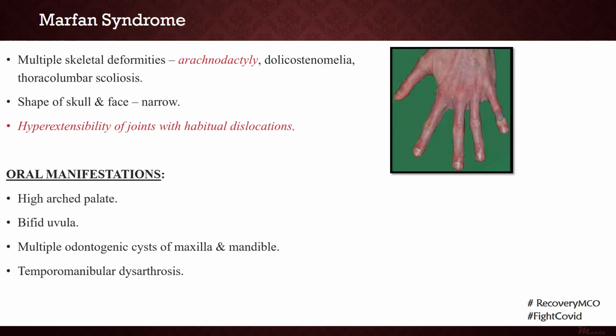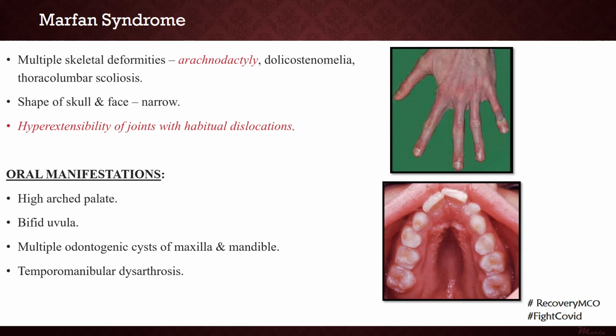Oral manifestations of Marfan syndrome include high arched palate, bifid uvula, and multiple odontogenic cysts of maxilla and mandible may be seen. There may be temporomandibular dysarthrosis. The image here shows a high and narrow arched palate. The depth of the central portion of the palate is extensive.